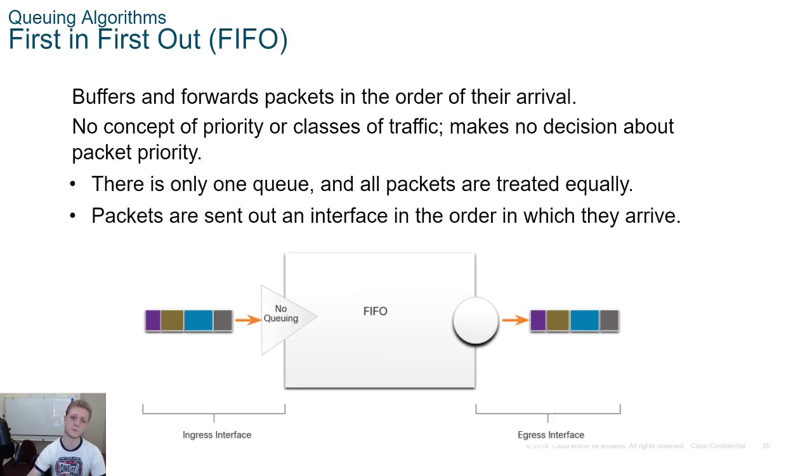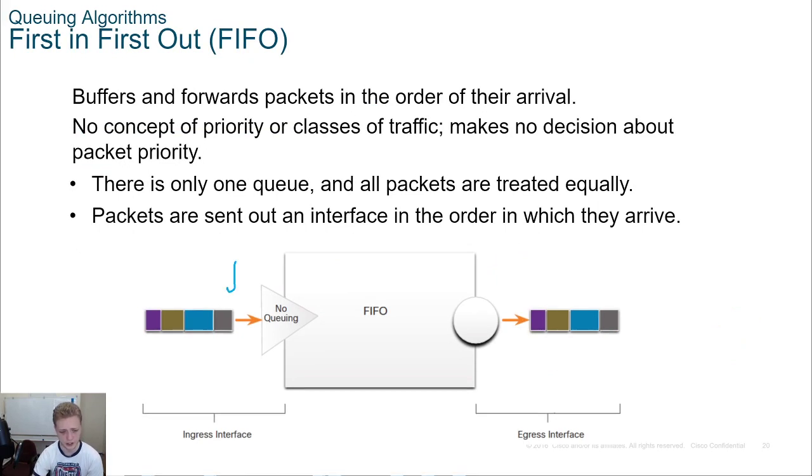First in, first out, again, very, very simple, right? First guy that gets there, gets out first. No priority, no classes of traffic, no decision about packet priority. There's only one queue. All packets are treated equally. Very, very simple. This is the default in most cases. Just whatever comes in first gets there first.